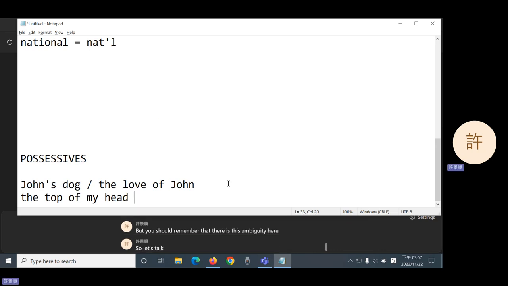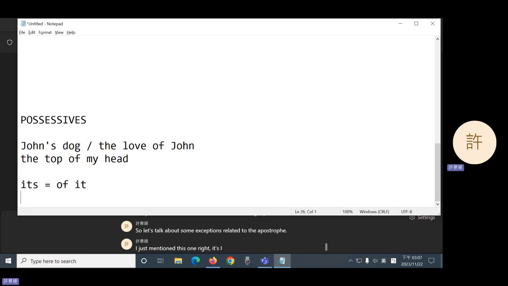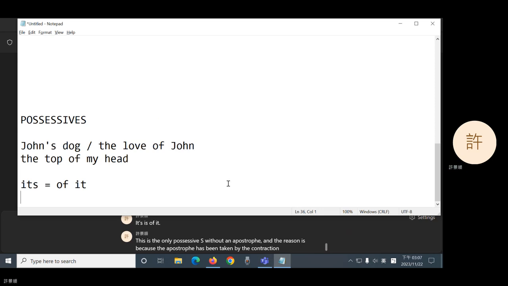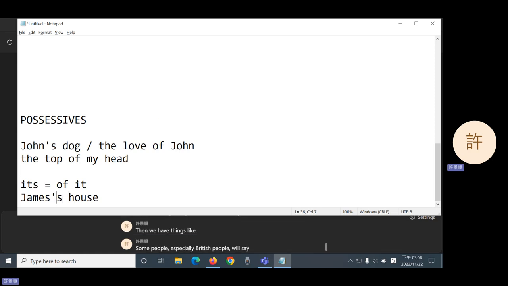So let's talk about some exceptions related to the apostrophe. I just mentioned this one, right? It is of it. This is the only possessive S without an apostrophe. And the reason is because the apostrophe has been taken by the contraction. Then we have things like James's. Some people, especially British people, will say that this S is unnecessary because you already have an S in James. But I think logically speaking, you still have to add it there.